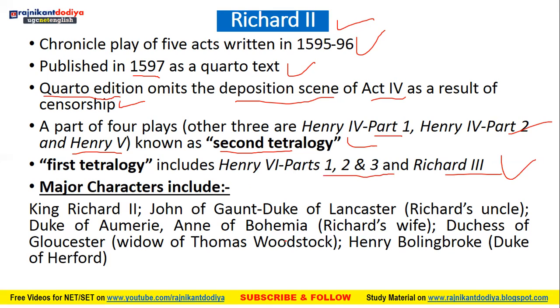Then, major characters when we talk about King Richard II: there is John of Gaunt, Duke of Lancaster, Richard's uncle; then Duke of Aumerle; Anne of Bohemia, Richard's wife; then Duchess of Gloucester, widow of Thomas Woodstock; then Henry Bolingbroke, Duke of Hereford. So these are major characters, friends. You can note them down.